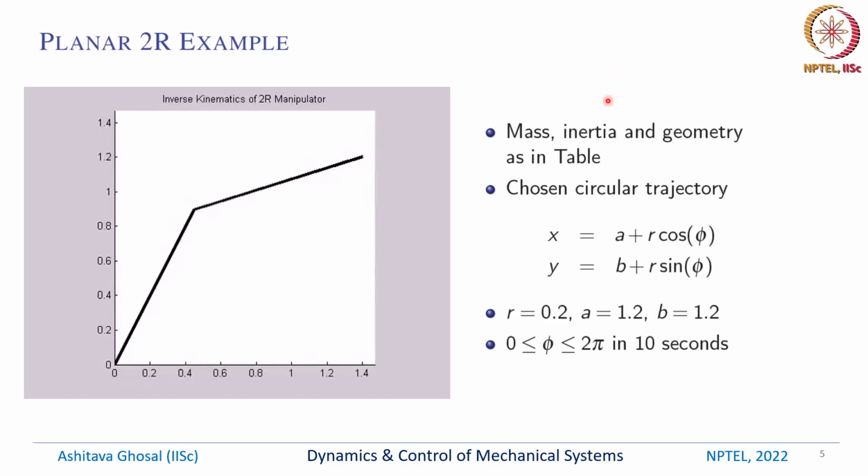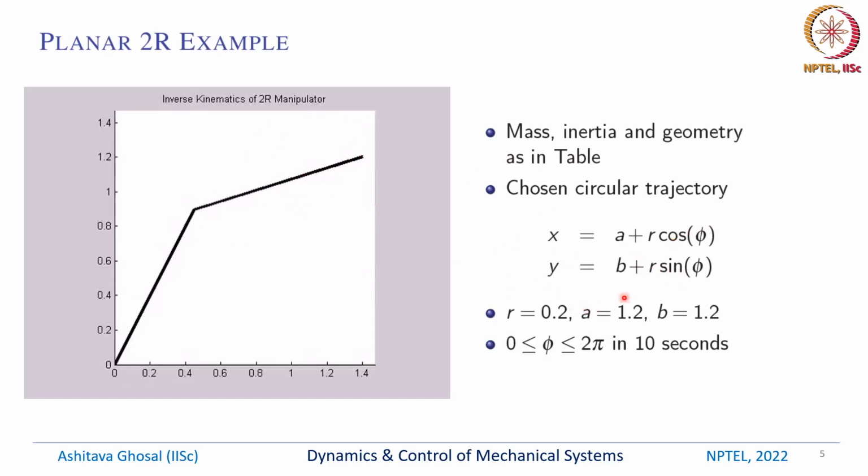So for the mass, inertia and geometry parameters which were shown in the table, we can now solve the inverse dynamics problem. The next thing we need to solve the inverse dynamics problem is to choose a trajectory. In this example, we have chosen a circular trajectory, meaning that the tip of this 2R manipulator, a rigid body chain with 2 degrees of freedom, will trace a circle which is given by x equals a plus r cosine phi, y equals b plus r sine phi, where a and b are the center of the circle and r is the radius of the circle. So it will be some circle which is located somewhere in this region.